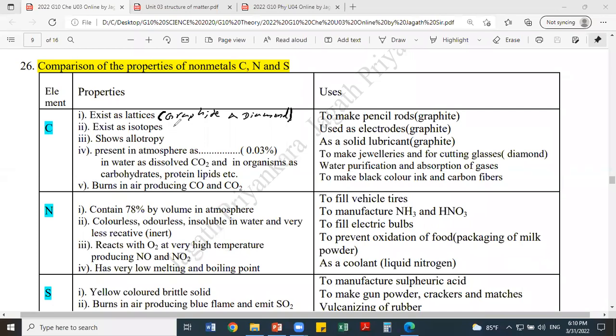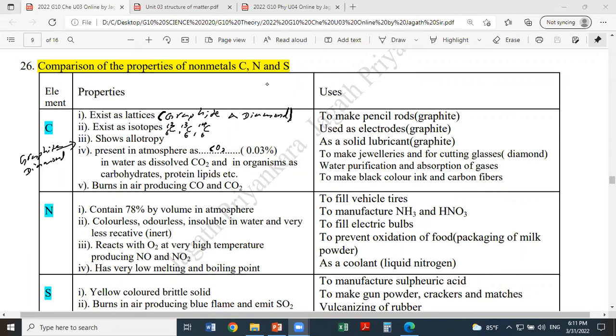Then isotopes of carbon, you can write with a pencil: C-12, C-13 and C-14. So there are three isotopes of carbon. Allotropy, you can write, is the existence of the same element in different forms. Allotropic forms of carbon are also graphite and diamond. If you can remember, no need to write it. Then carbon is present in the atmosphere as CO2 gas, 0.03% by volume.